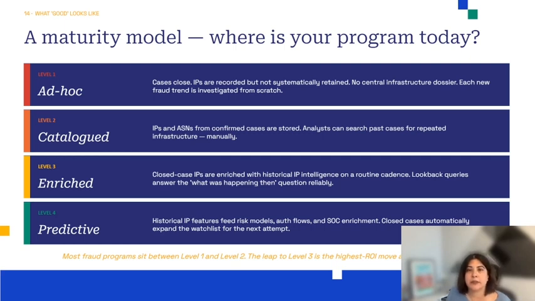And then predictive, level 4, is where it becomes self-reinforcing. Closed cases automatically expand the watch list. The model updates without someone remembering to run a query. So really the leap from 3 is the highest ROI move available right now. So think about where you are in your program today and how IP intelligence, IP forensics can fit in.